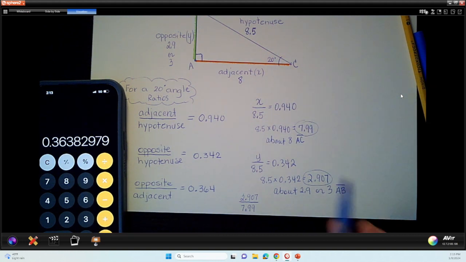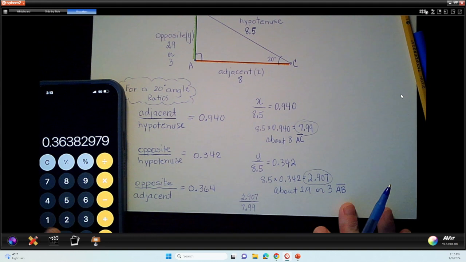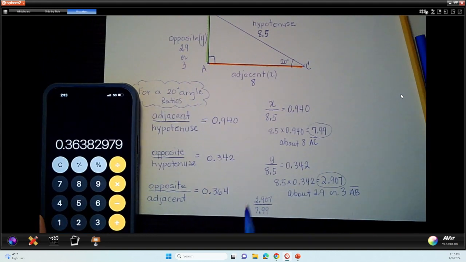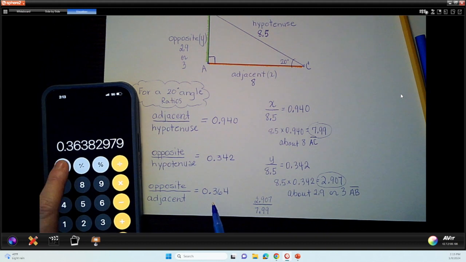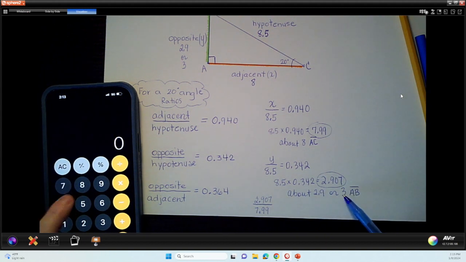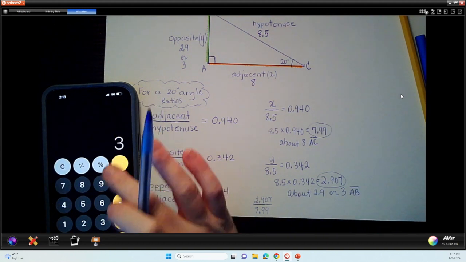Okay? Now watch what happens if I put 8 divided by 3. Let's round to the nearest whole, and I'm going to show you how it will change the ratio a little bit, but it's going to be close, but not quite exact. Okay, so watch. I'm going to change this to 3, and I'm going to divide it by 8.